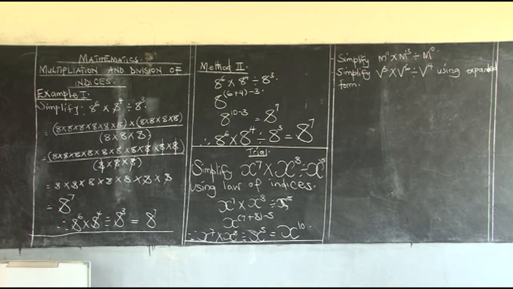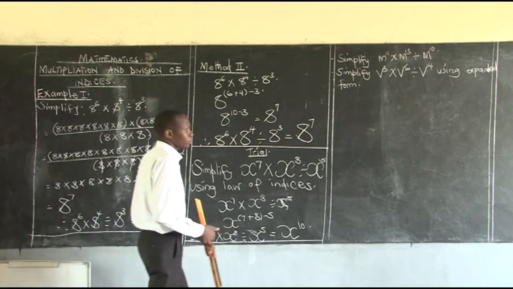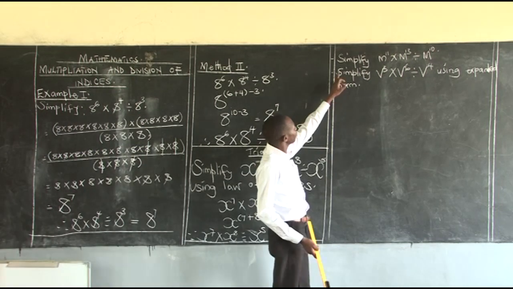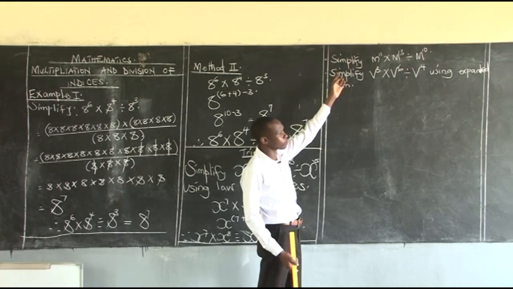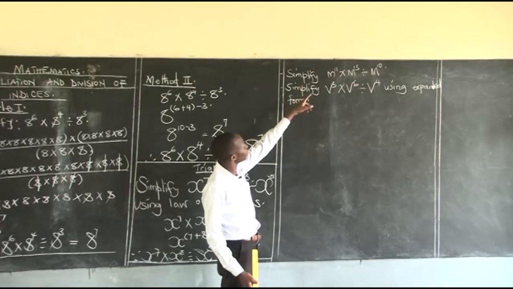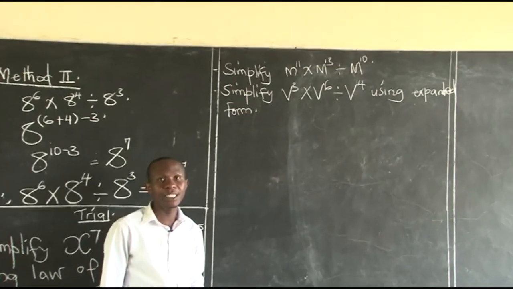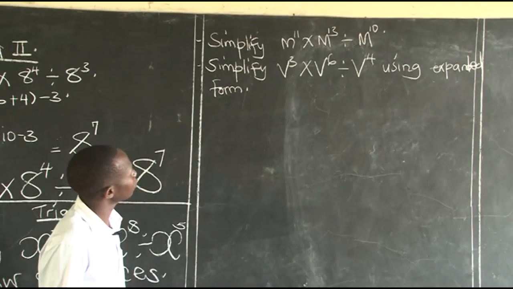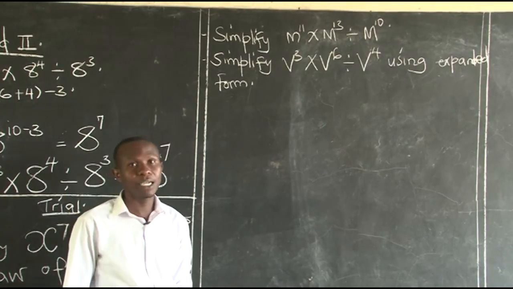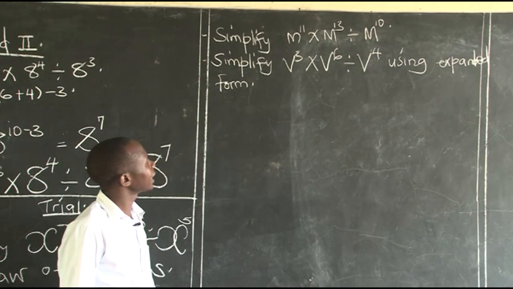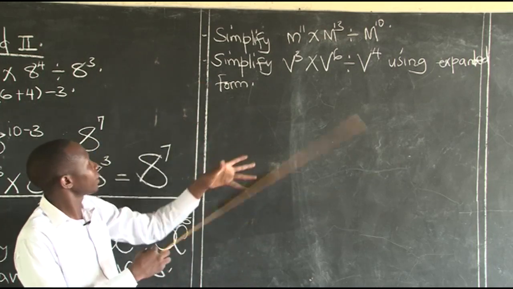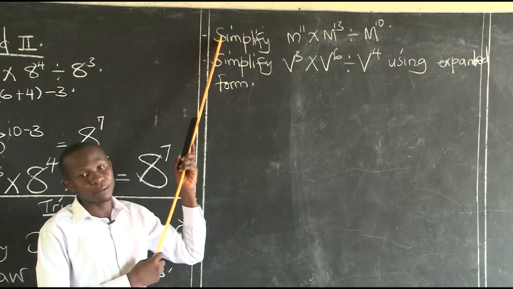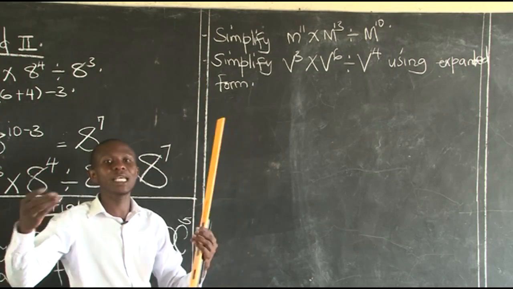So let's look at the examples together. I want us to work on them together, and then we go to something else. We have the second example, the trial number two. It says simplify m to power 11 times m to power 13 divided by m to power 10. This example is open. You can use any method you want.